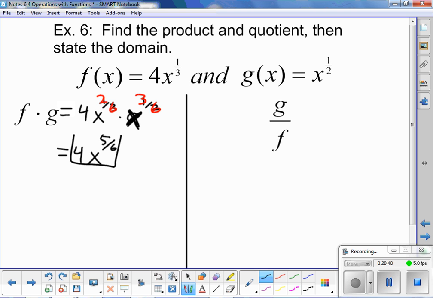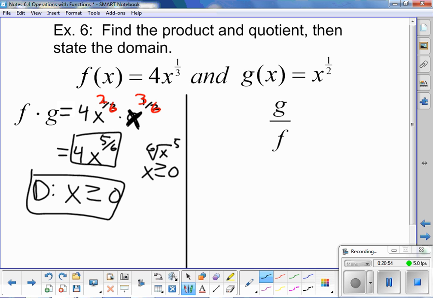All right. Even denominator, because you're going to have a 6th root of x to the 5th. Take that inside part, set it greater than or equal to 0. So my domain here is x is greater than or equal to 0. All right, and last one.